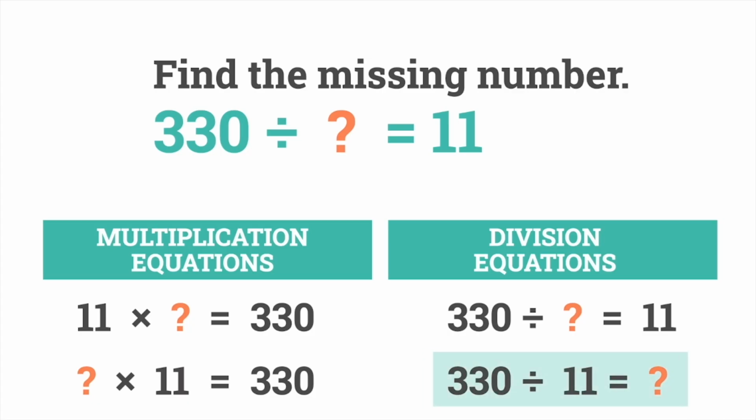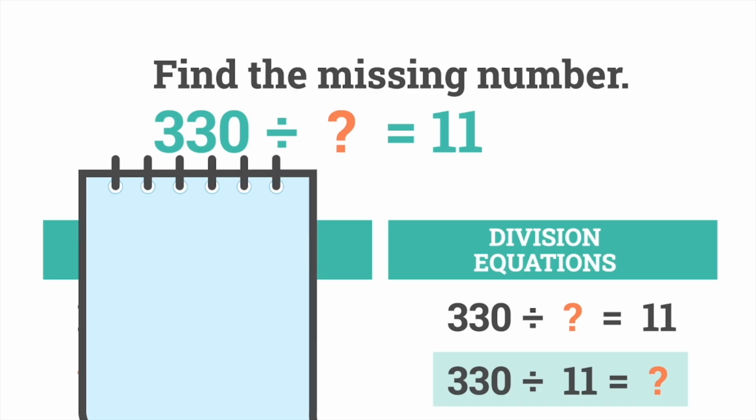Can we solve this equation? Of course. We'll use long division again. 330 goes inside the bracket, and 11 goes on the outside. Can 11 go into 3? No. Can 11 go into 33? Yes. 11 goes into 33 3 times. So we'll put a 3 in the tens place of our quotient. Now 3 times 11 gives us 33, and 33 minus 33 leaves us with 0.